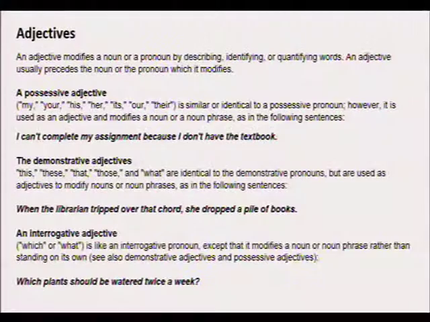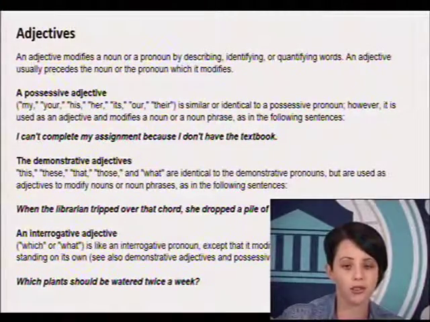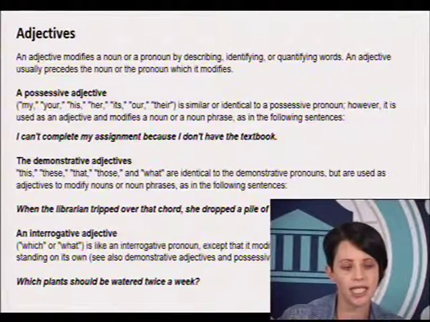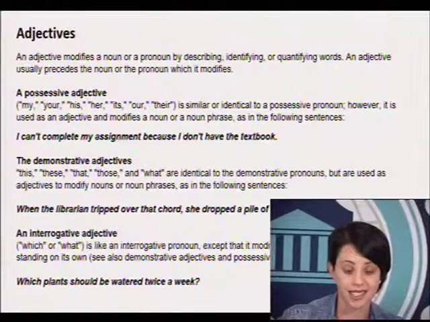Adjectives. An adjective modifies a noun or a pronoun by describing, identifying, or quantifying words. An adjective usually precedes the noun or the pronoun which it modifies. Now, we get different types of adjectives. You need to know them. You need to know when you see these words that this is the type of adjective and what it does.